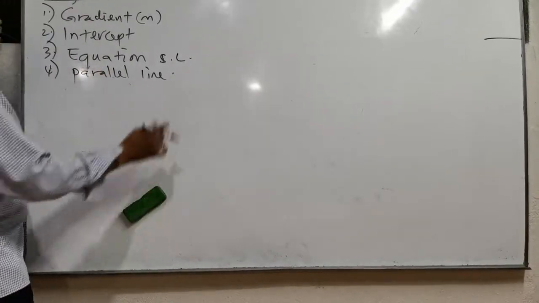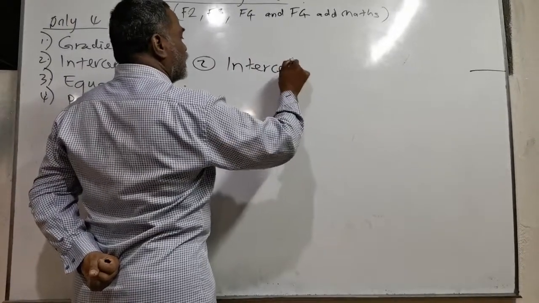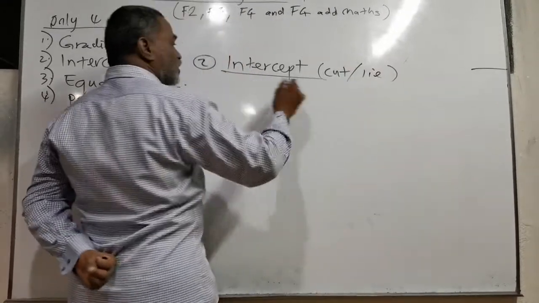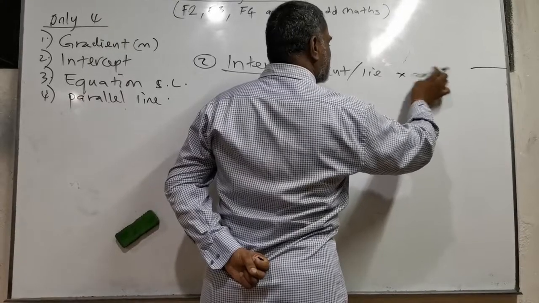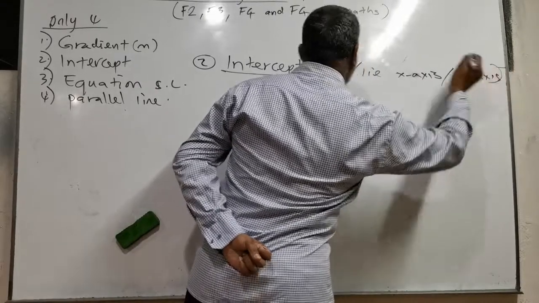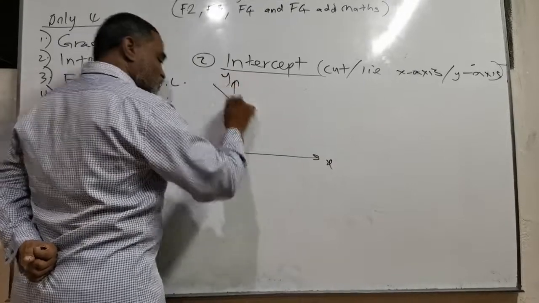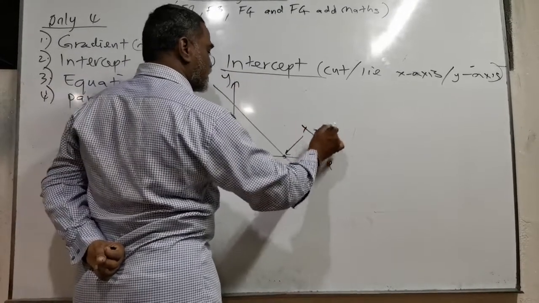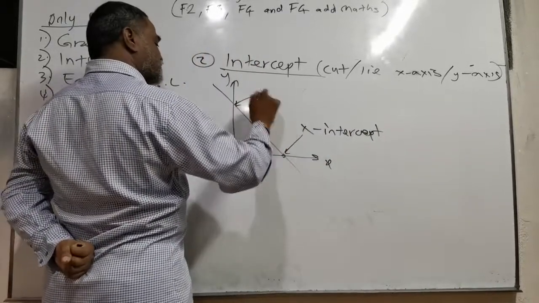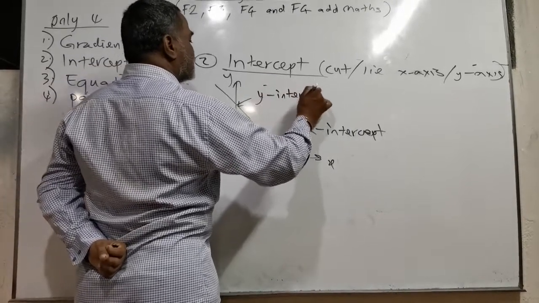Now we go to the second aspect called intercept. Intercept means a line cuts or lies on the x-axis or y-axis. That is called intercept. For example, any line that cuts the x-axis is called x-intercept. In Malay we call it pintasan x. Any line that cuts the y-axis we call y-intercept, in Malay pintasan y.